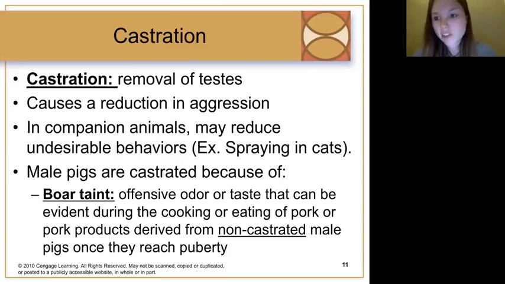And then male pigs are castrated for a major reason. Has anyone ever heard of boar taint? Yeah. That's the main reason that we castrate pigs. Boar taint is basically an offensive odor or taste that is present during cooking and eating of pork or pork products coming from a non-castrated male. Once they reach puberty, and there's a lot of testosterone and different hormones, it's going to give the pork a really bad smell and a bad taste, and that's not going to be preferable for people to eat. So that's the main reason why male pigs are castrated.